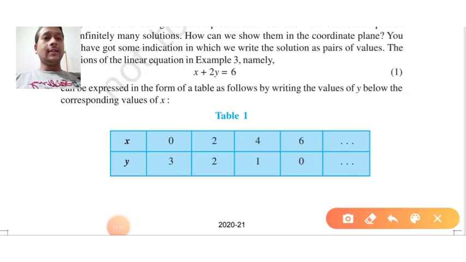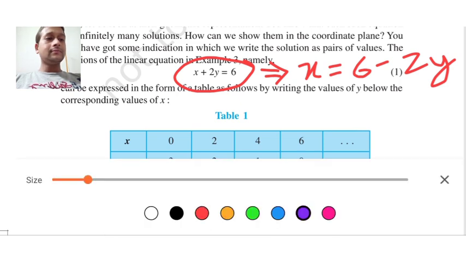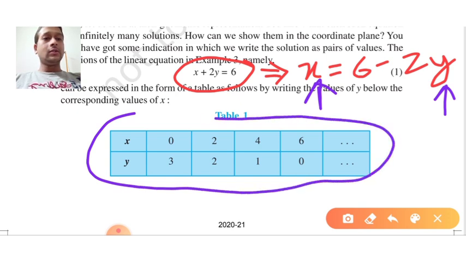Now see this, for this linear equation x plus 2y equal to 6, what we can do, we can write x equal to 6 minus 2y. For different values of y you will have different values of x, and these are the values given. You have to prepare a table, and you will get some coordinates here. You will get some coordinates and you can plot on the graph paper.